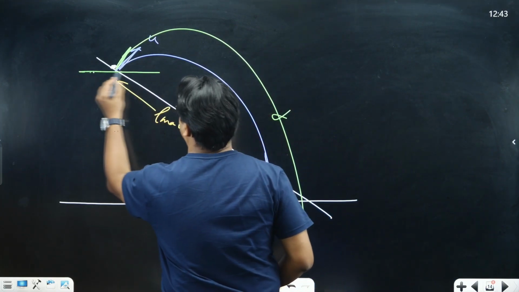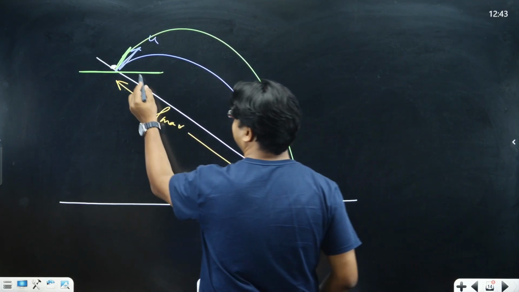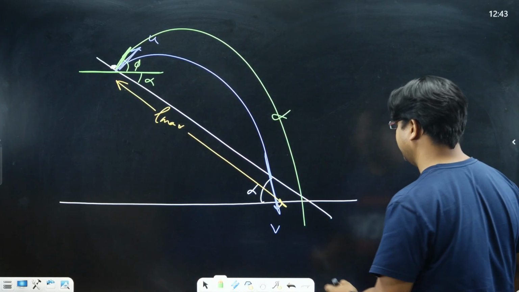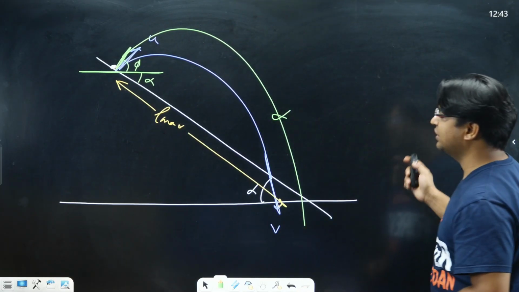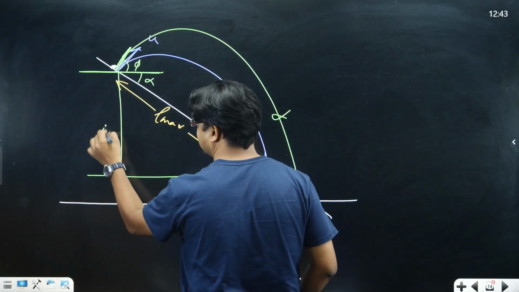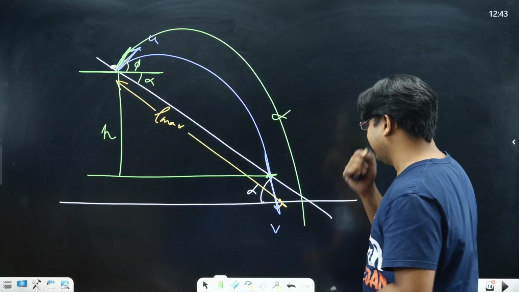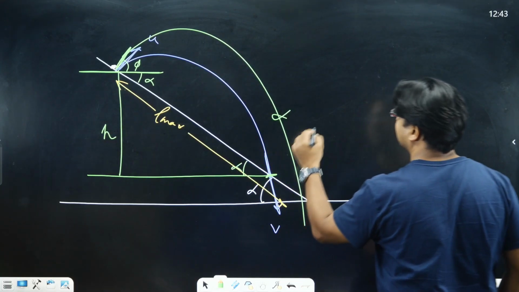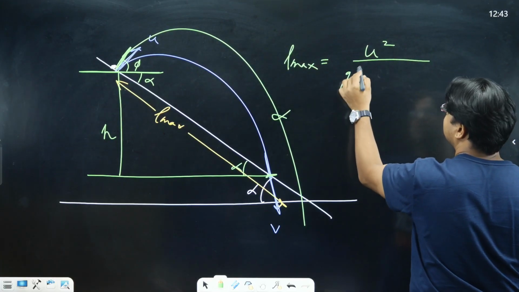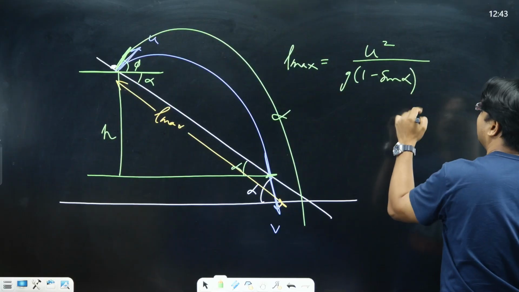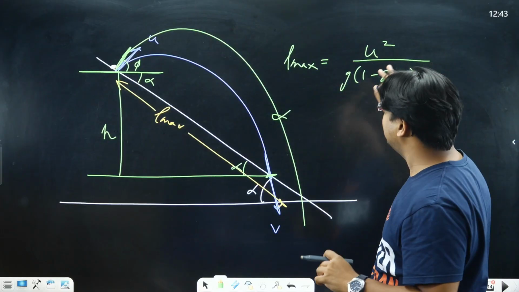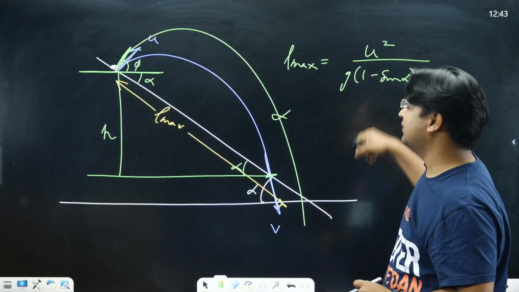So this angle is alpha, even this angle is alpha, this angle is phi, and this is the v vector. Whatever results we wrote here are still valid. If this is h, we proved this result that L max is u square by g into 1 minus sin alpha. This can be easily proved using calculus. I am not doing that now because most of the students are aware of this result.